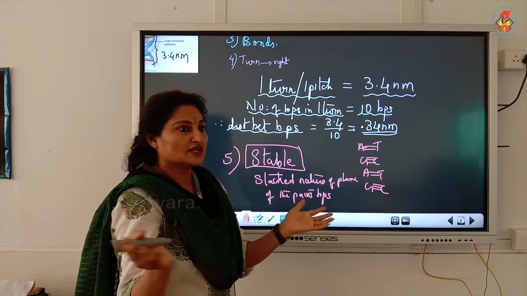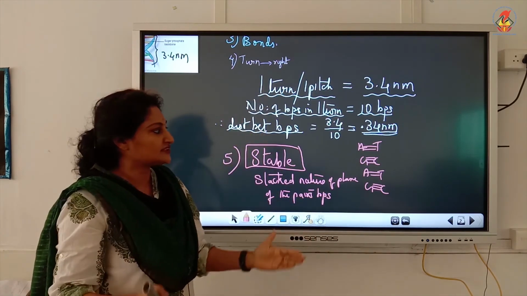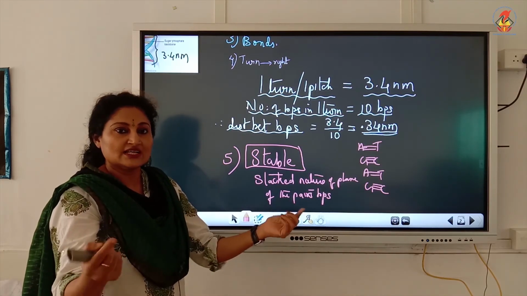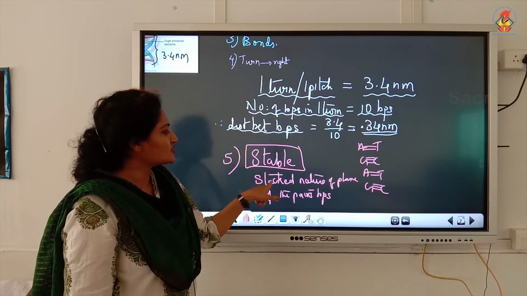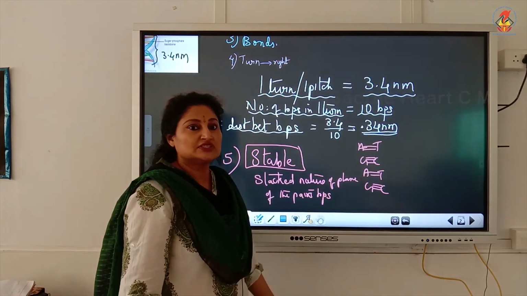In a heavy breeze or wind or storm, a stack of chairs remains very stable without falling, whereas if it's single, it falls off fast. This is a complete stack. So this stacked nature of the planes of the hydrogen bonds confers stability to the DNA.